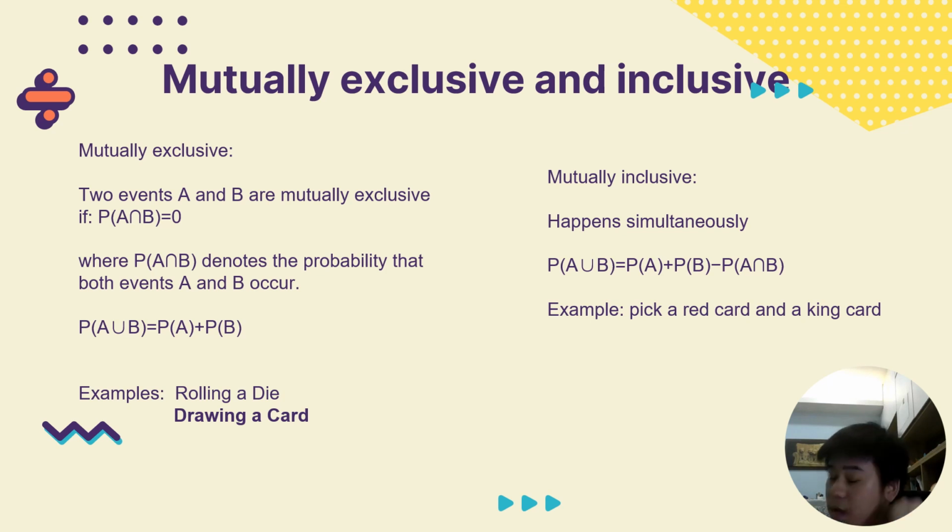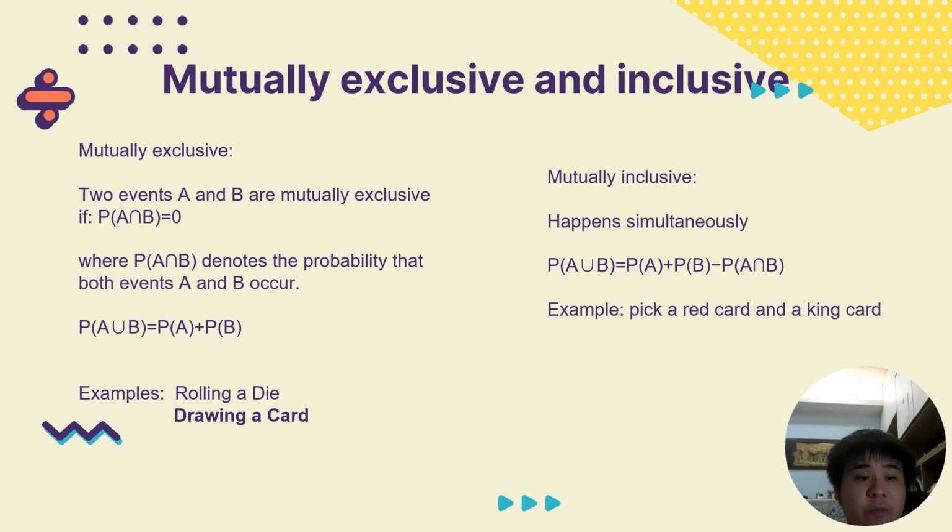That's mutually exclusive. Mutually inclusive is when two events are able to happen at the same time. The equation for A and B being mutually exclusive is the probability of A intersect B is equal to 0. There's nothing in between A and B. So the probability of A or B is the probability of A plus the probability of B.